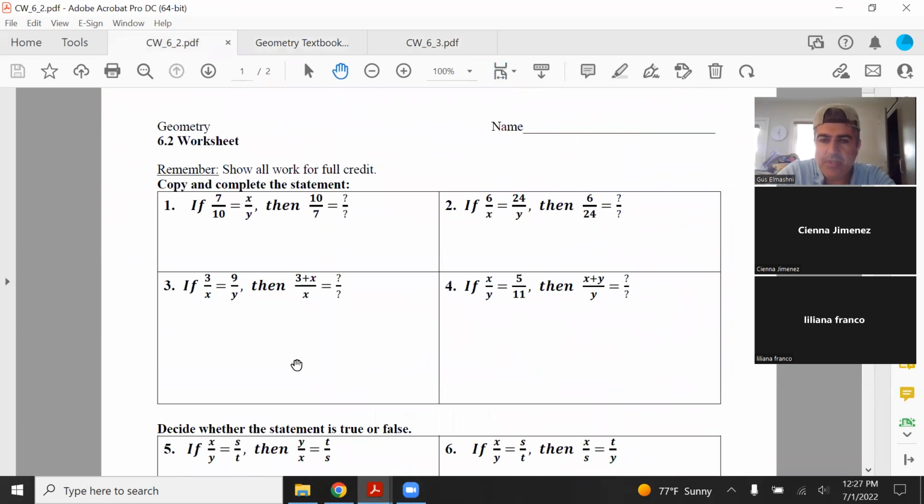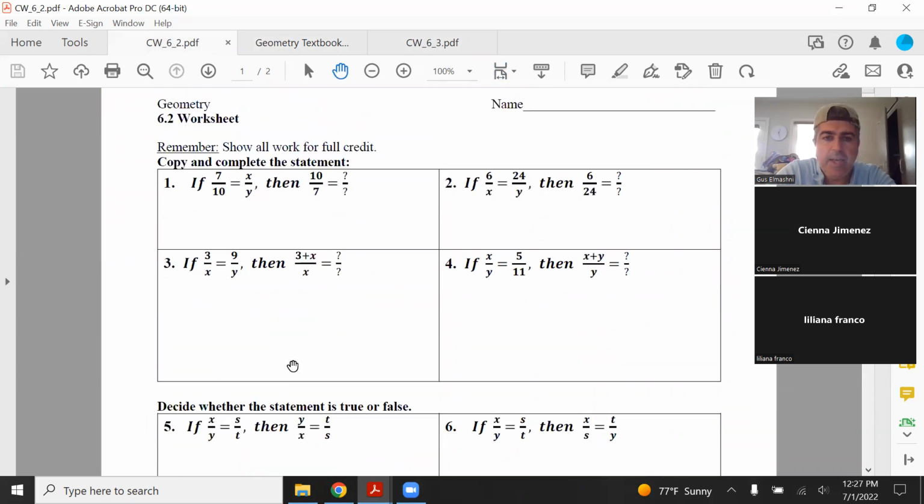It's just an extension of 6.1, so it seems. They're asking you to copy and complete the following statement. So 7/10 equals x over y. If you were to reverse these two, because it's pretty clear that those numbers get reversed, then you reverse the letters. So it's y over x. That's all. So it's just making sure you're fluid with these fractions.